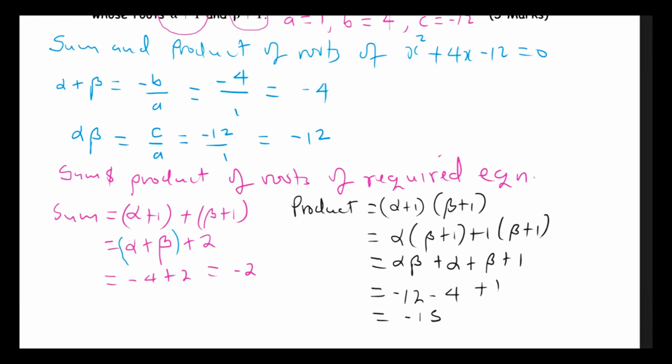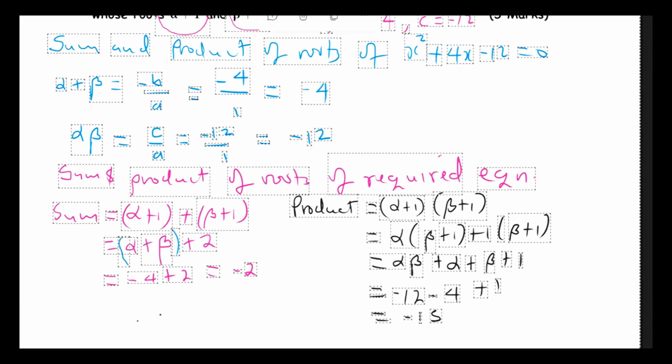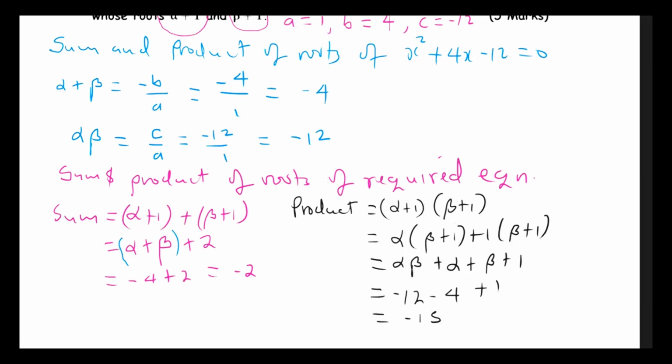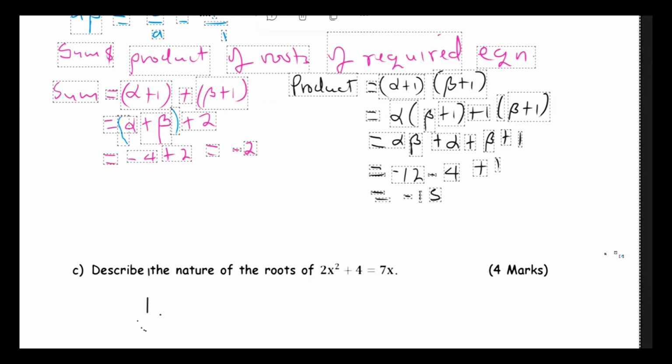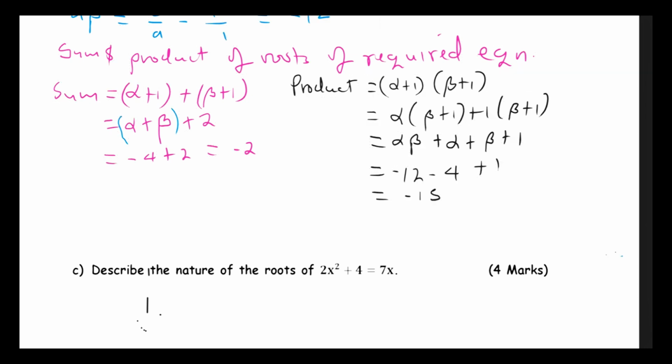So now that you have the sum, and you also have the product of the roots, you can now just obtain the required equation. Remember, the standard form of this required equation is given by x squared minus the sum of roots x plus the product of roots is equal to 0.